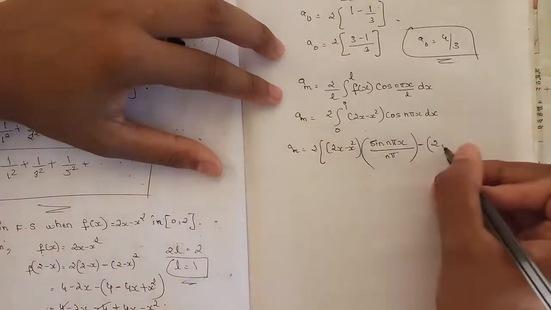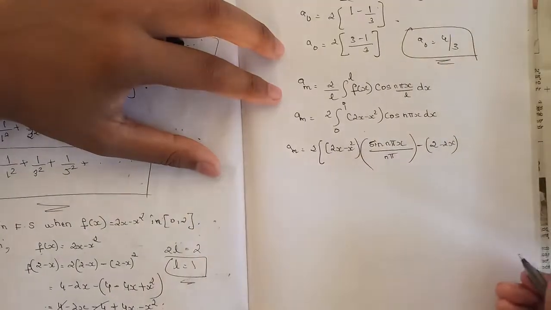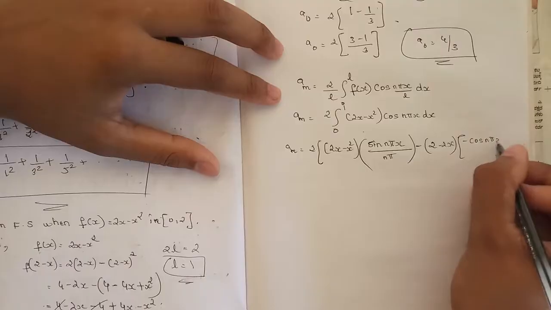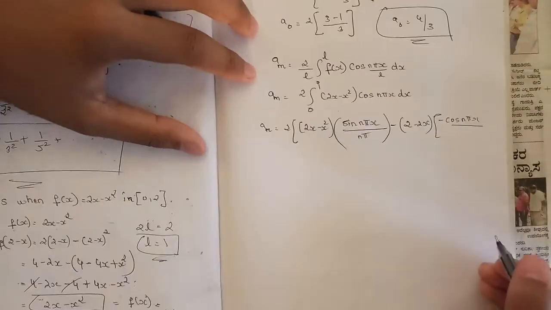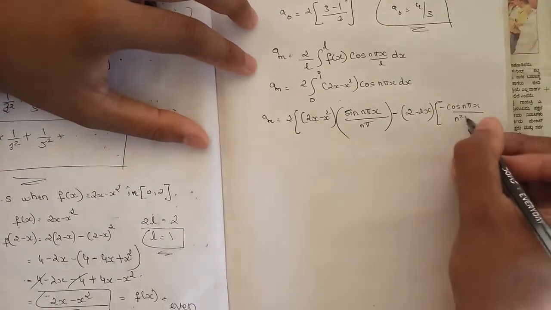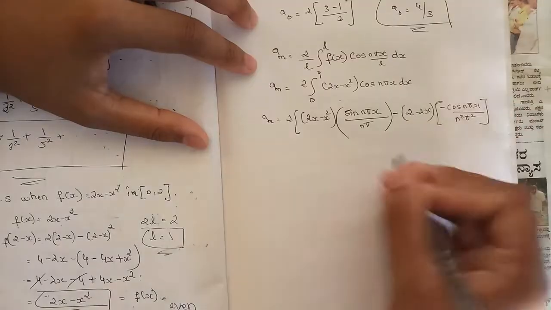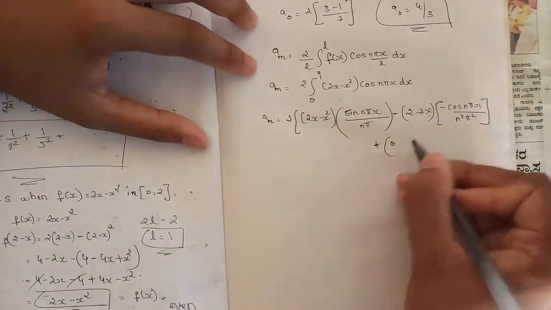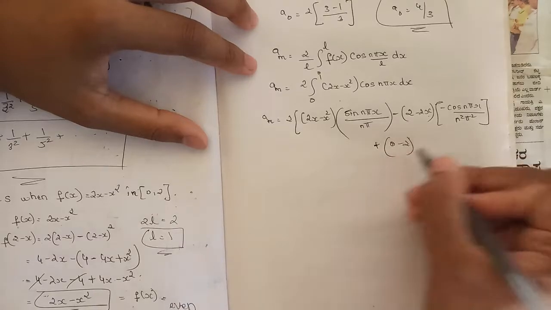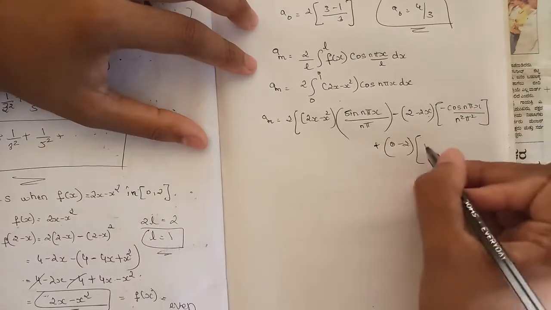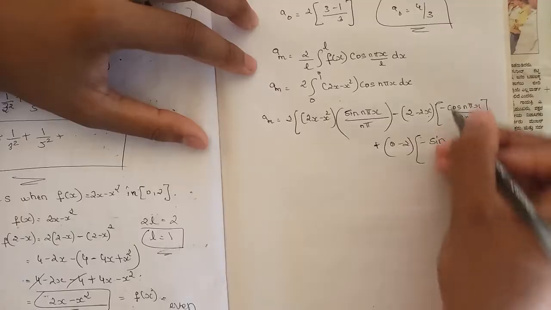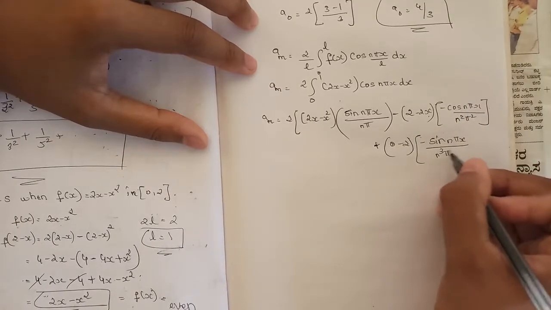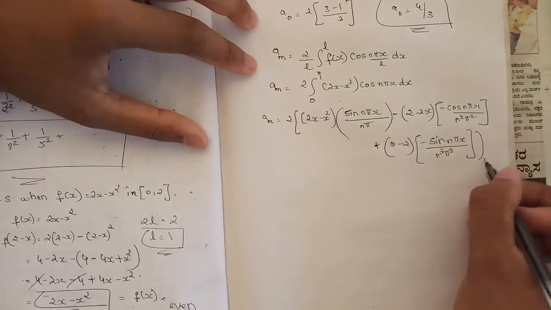Differentiation of 2x is 2 and x square is 2x, minus cos n pi x divided by the square of this term, n square pi square, plus the differentiation again, 0 minus 2. Again the differentiation of cos is sine, there is minus n cube pi cube.